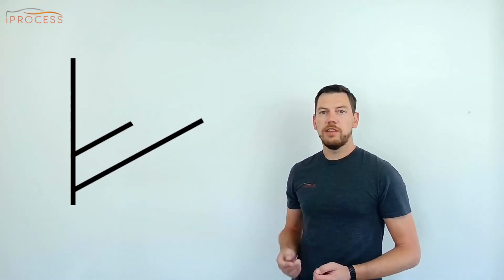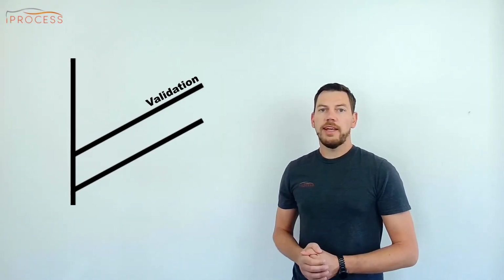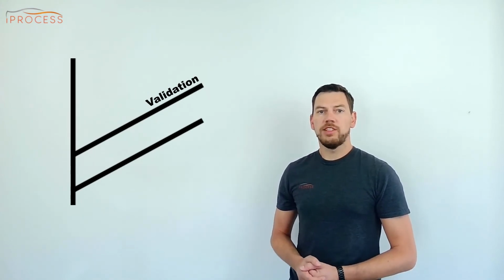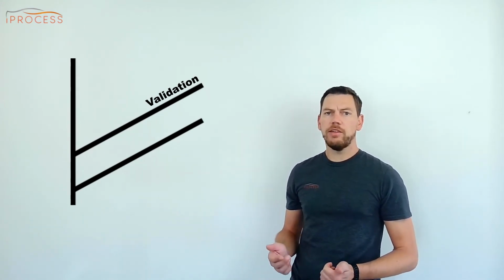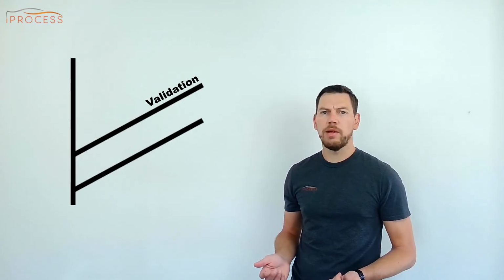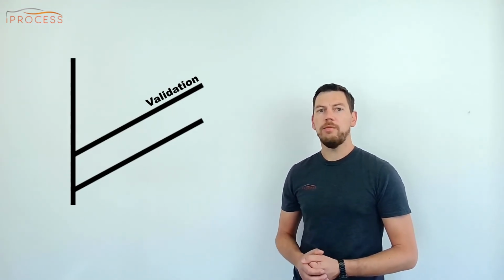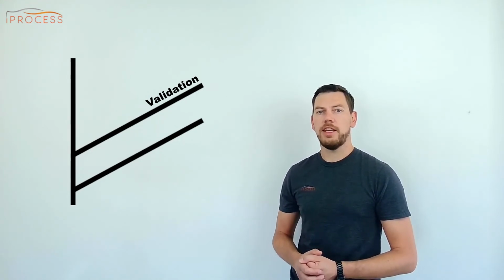Next is the branch in the middle here. This is for validation purposes only. No feature commits are allowed. This branch represents your next scheduled release. Depending on your agile sprint duration, it could be under validation for 2, 3, or 4 weeks, or any other time agreed upon within your agile team.